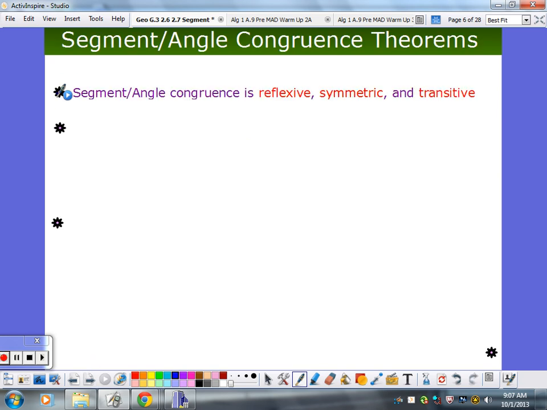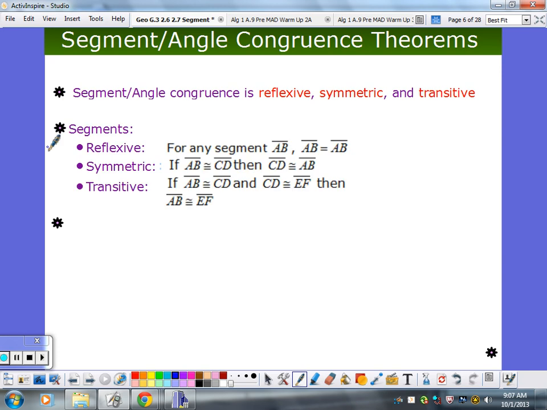So let's see what I got here. Segment and angle congruence. It's reflexive, it's symmetric, and it's transitive. What am I talking about here? I'm talking about reflexive. Now remember what they are for equality. I kept stressing, when you say reflexive, you have to say reflexive property of equality. When you say addition property, I always make sure you have the equality, because now what am I working on here? I'm working on congruence. I'm missing a little congruence over there. So reflexive is different for congruence than it is for equality by design.